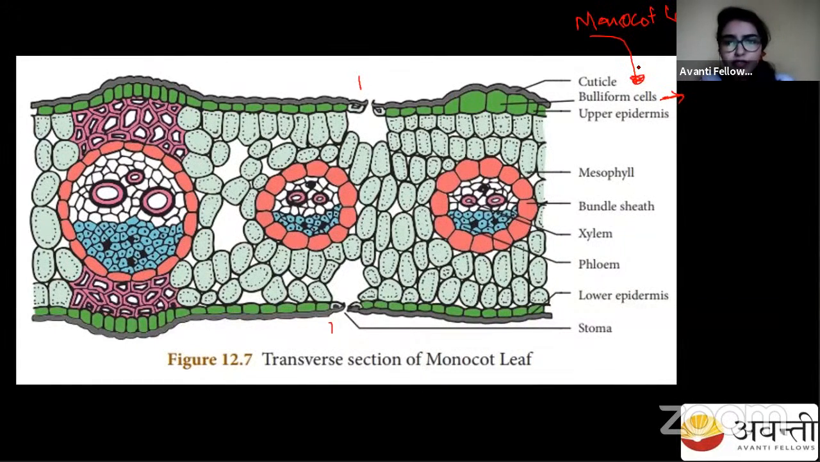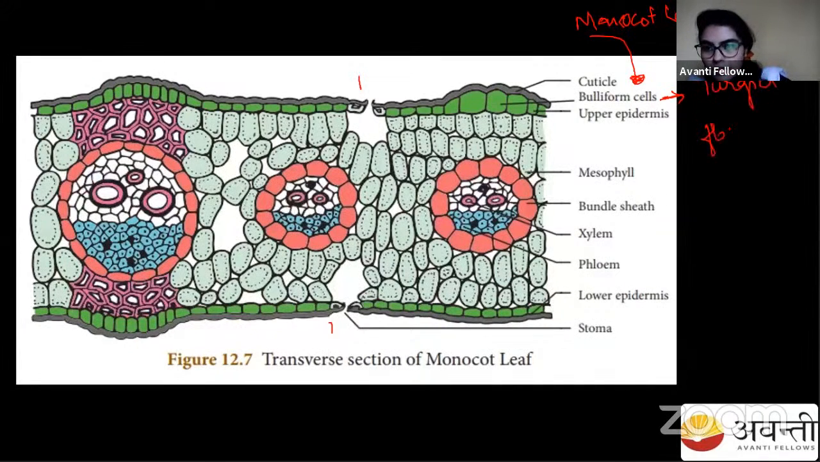So what are these bulliform cells? These are nothing but empty, large cells. What is their function? When the plant has more water, these bulliform cells will absorb the water through diffusion and become turgid. So if the plant has water, the cells absorb the water and become turgid. Okay, so what is turgid and flaccid?